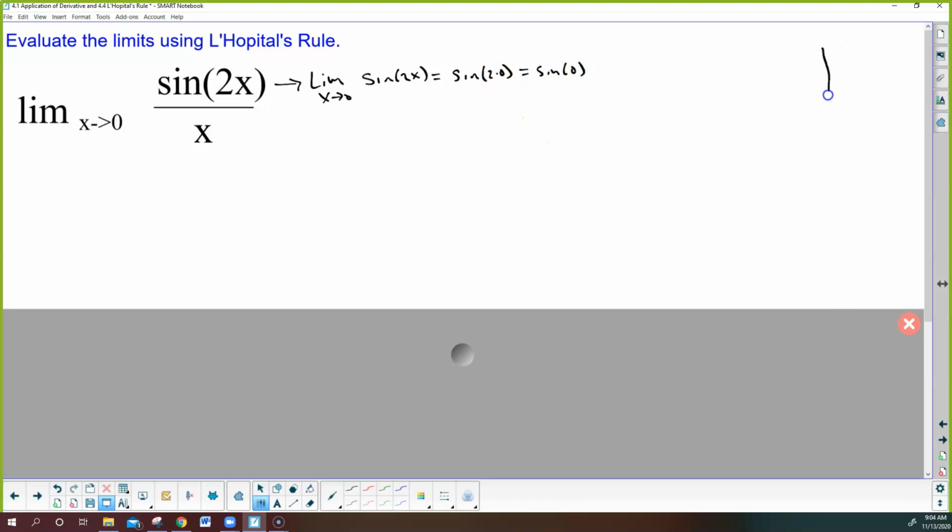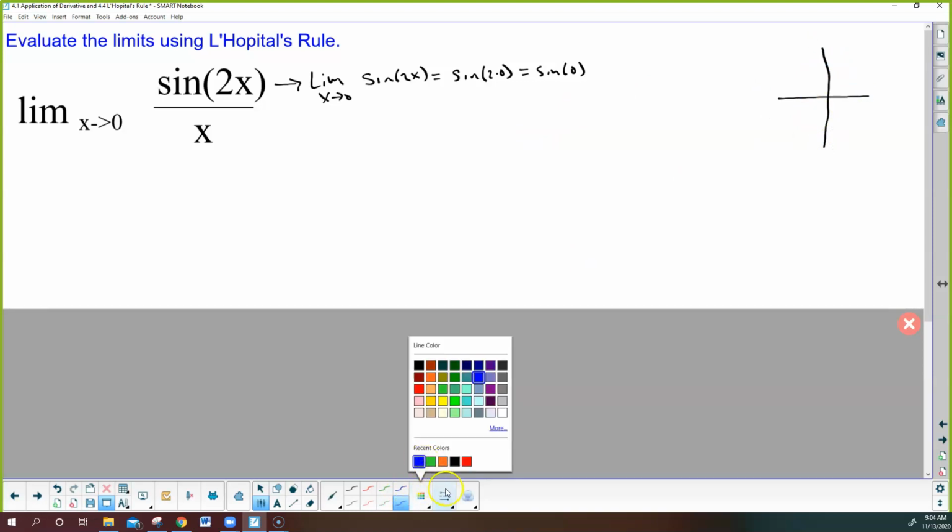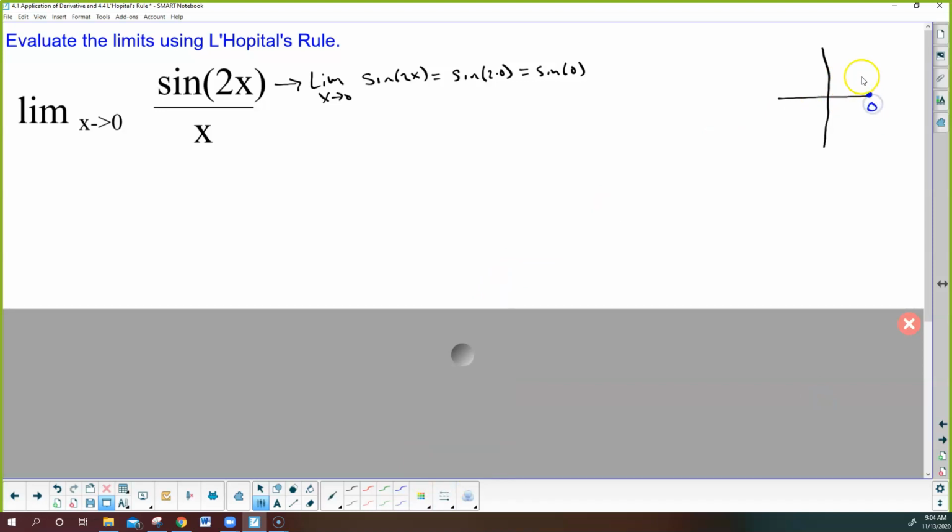Well, then I have to think, and hopefully this is something that is just burned in your brain right now. When I go over 0, that's the spot 1 comma 0. I know what cosine is, and I know what sine is. So I know that the sine of 0 is 0.